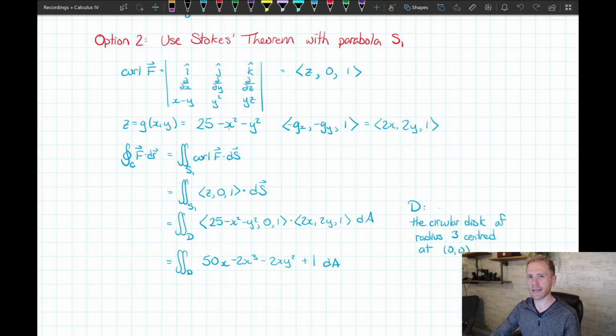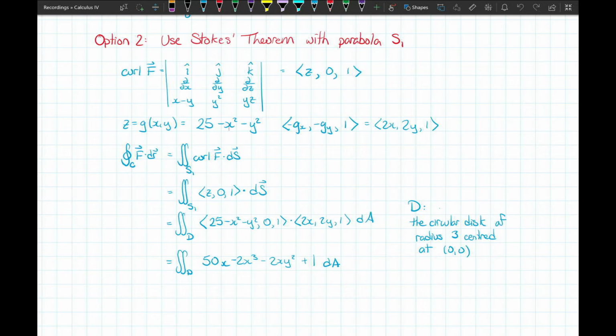Now, as you can probably guess, since we're integrating over a circle centered at the origin, it's probably best to convert to polar coordinates. That's not going to be terrible for the region, but if you take a look at this function and we make all of the substitutions with x equals r cosine theta and y equals r sine theta, again, we're going to be stuck with a big mess of products of sines and cosines. So maybe this isn't the easiest method yet.